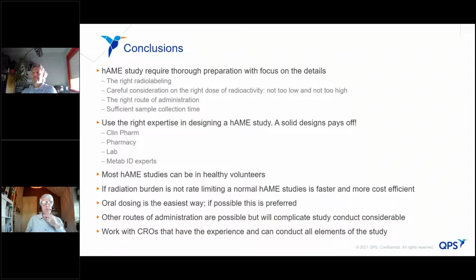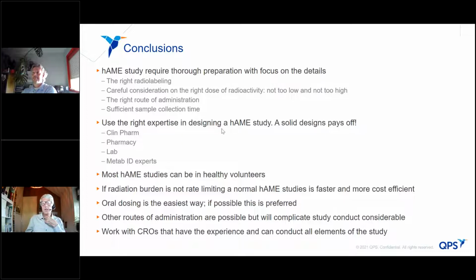So in conclusion, a human ADME study requires thorough preparation with a focus on detail, the right radiolabeling, careful consideration of the right dose of radioactivity, not too low, but also not too high, the right route of administration, and sufficient sample collection time. Use the right expertise in designing a human ADME study.